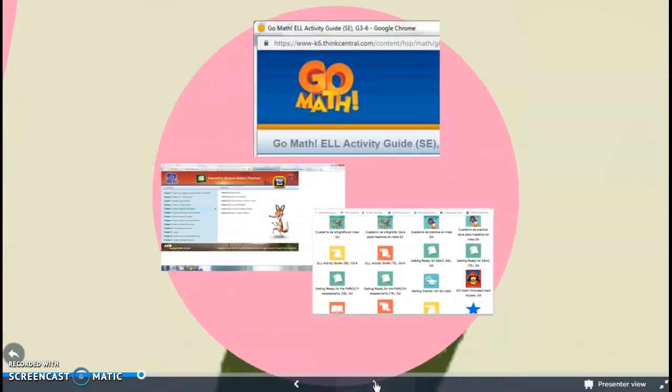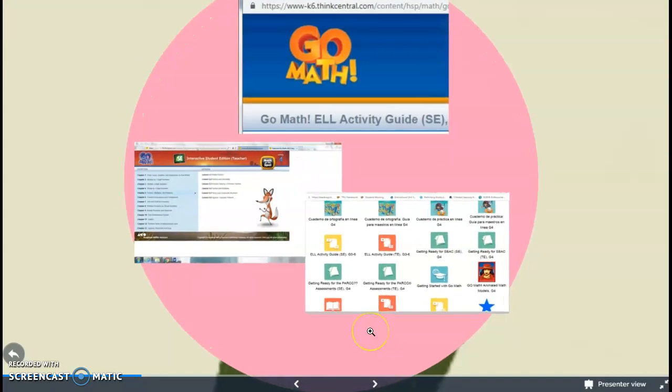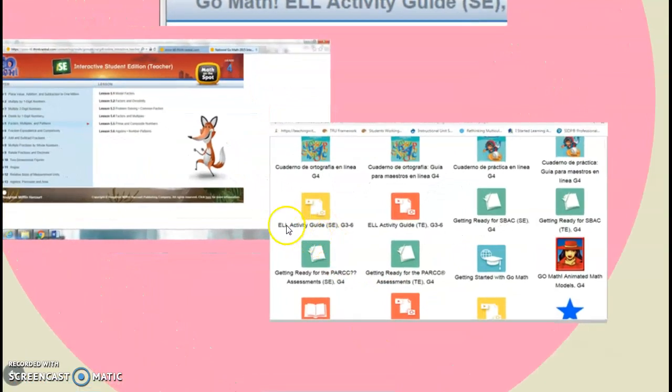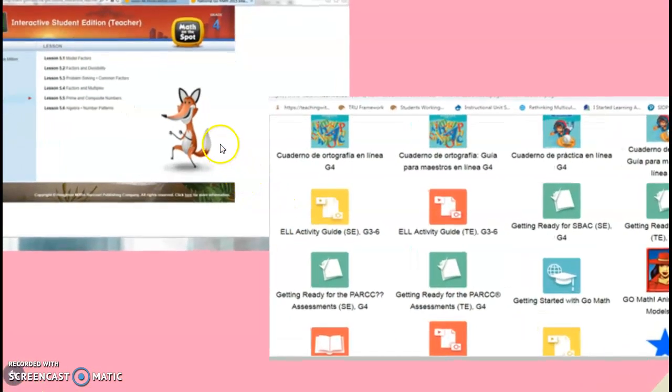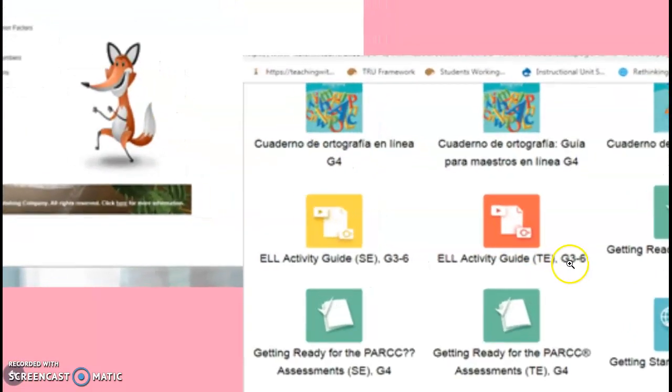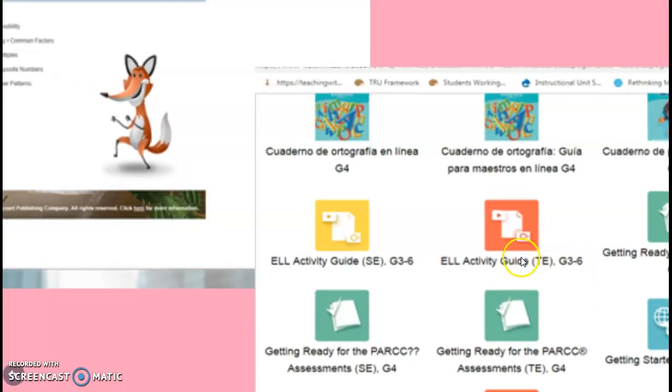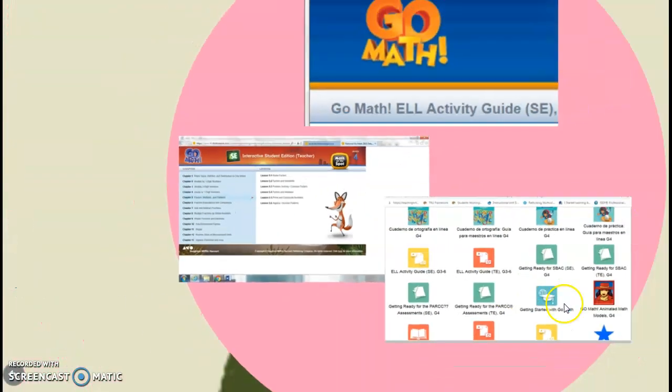And here are some of the things that we could use for ELL students in Go Math. This is the interactive student edition, and then right here, the ELL activities.